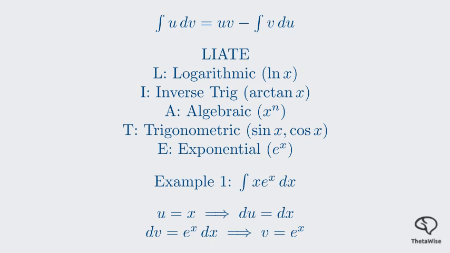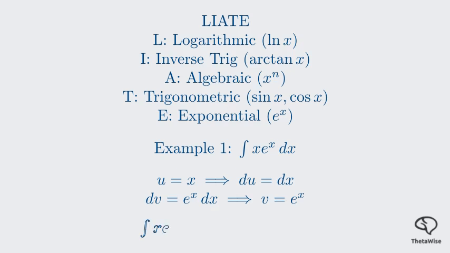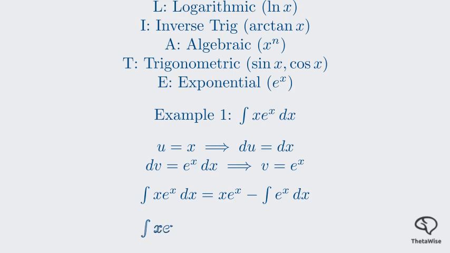Now we plug these into our formula. The integral becomes u times v, which is x e to the x, minus the integral of v du, which is the integral of e to the x dx. The new integral, the integral of e to the x, is much simpler to solve. The integral of e to the x is just e to the x. So our final answer is x e to the x minus e to the x, plus our constant of integration, C. And that's how integration by parts works. You transform a difficult integral into a simpler one.